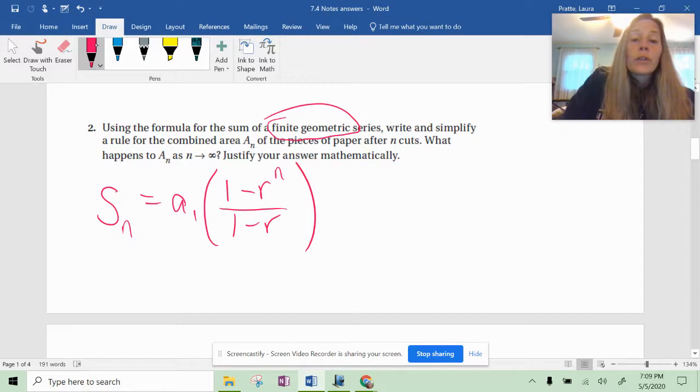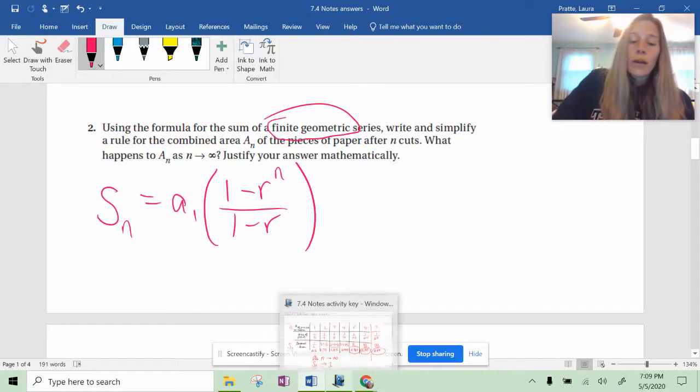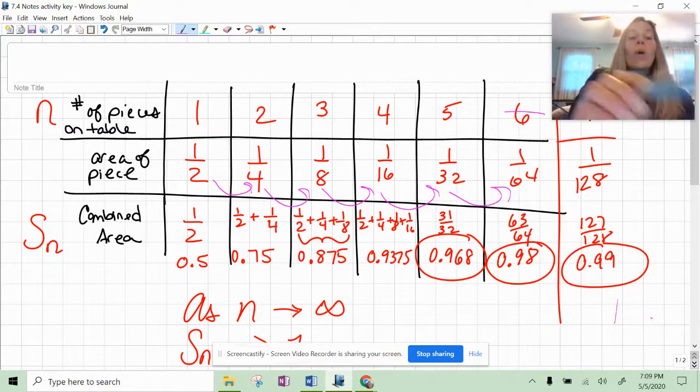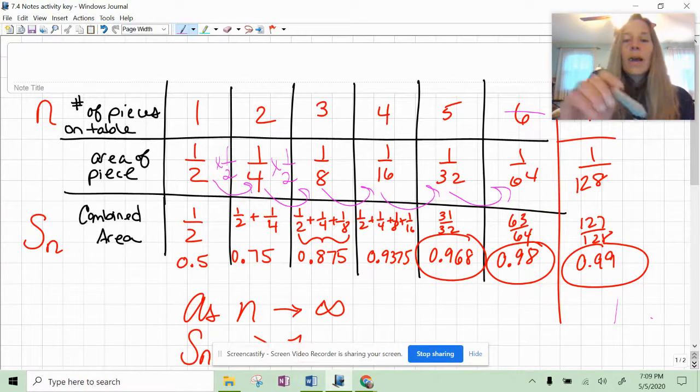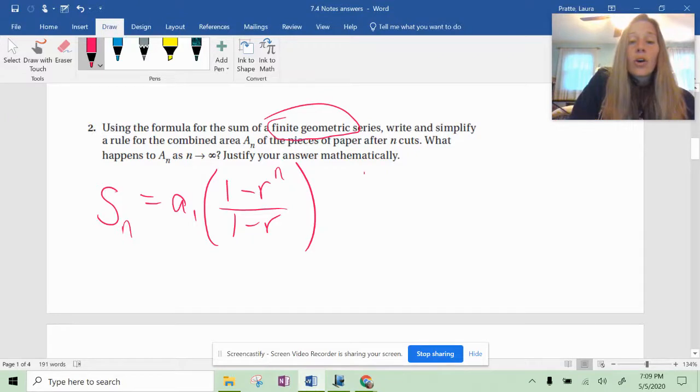Now, in this particular case, what is our r? What's happening each step of the sequence? If I go back to my little chart here, how are we getting from one number to the next to the next? Well, how do you get from 1/2 to 1/4? You multiply it by 1/2. How do you get from 1/4 to 1/8? You multiply it by 1/2. How do you get from 1/8 to 1/16? You multiply it by 1/2. So we can see that our r is 1/2.